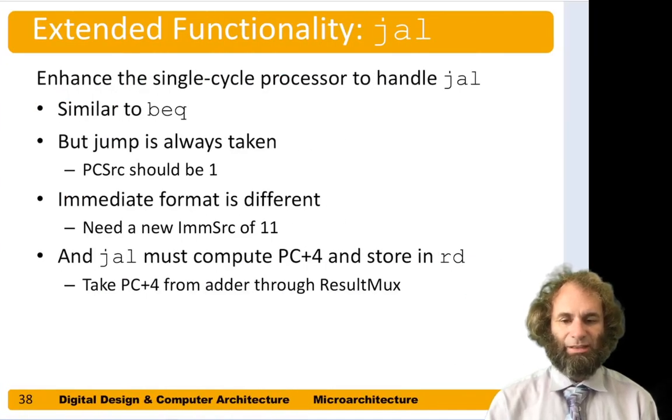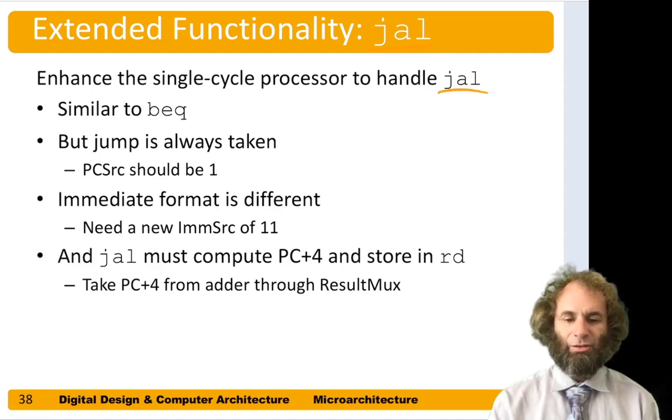All right, that one was pretty easy. Let's try the hardest one I can think of, jump and link. That's maybe the most different than anything we have so far. But even so, it's still got some similarities. It's similar to branch on equal. Difference is that jump is always taken rather than being conditional.